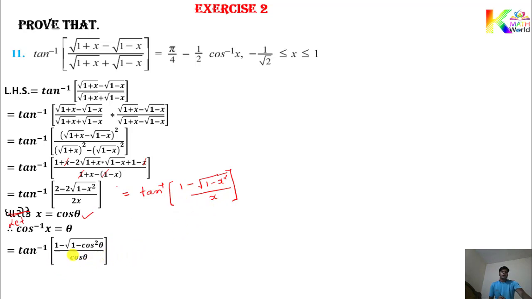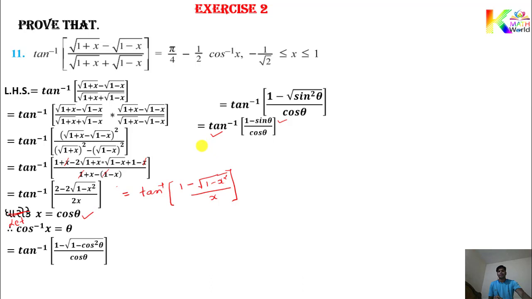we get tan inverse of 1 minus square root of 1 minus cos square over cos theta. Okay, now 1 minus cos square, what is the formula? Sin square theta. So we get tan inverse of 1 minus root of sin square theta over cos theta. Now root and square cancel out, so you get 1 minus sin over cos. Okay, now 1 minus sin, you don't have a direct formula, then you have to try to set some formula here, because the outer function is tan inverse, so you have to try to set everything in terms of tan.